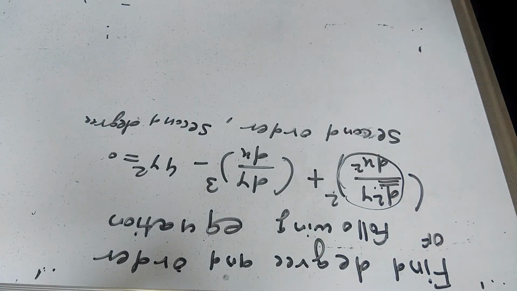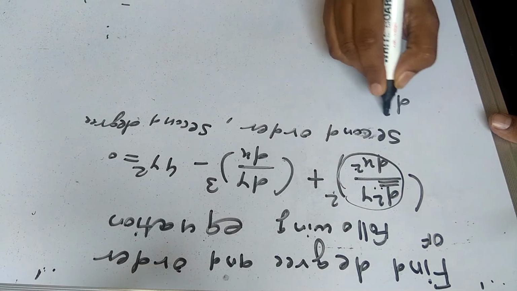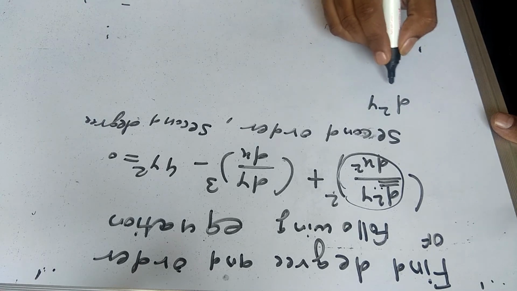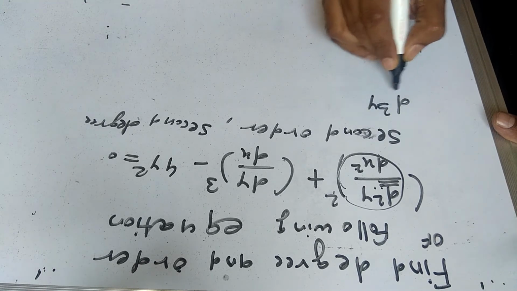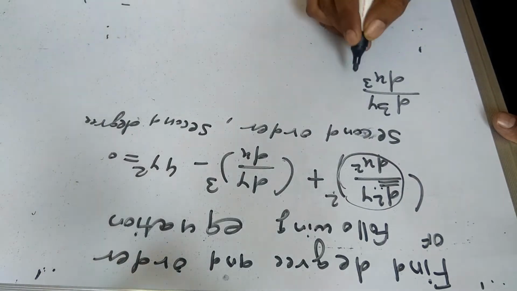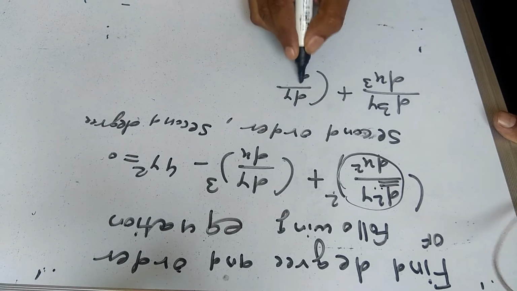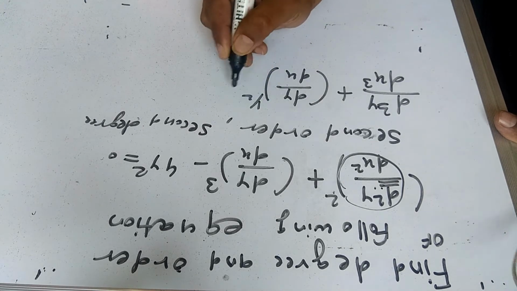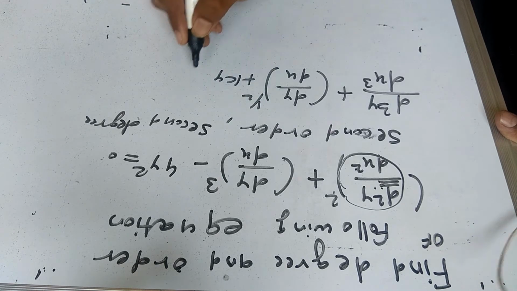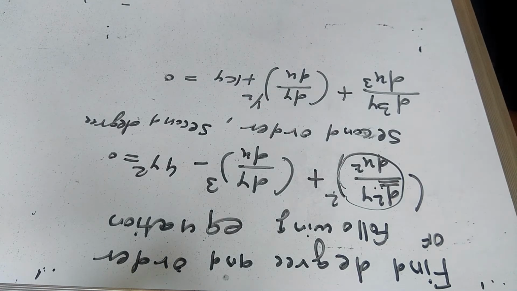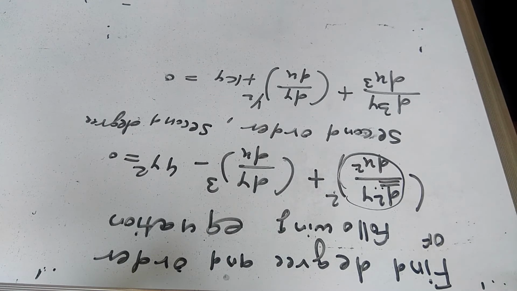Now we take one another example. d3y by dx cube plus (dy by dx) raised to half plus ky equal to 0. Now here the power is half, so we first take square on both sides.